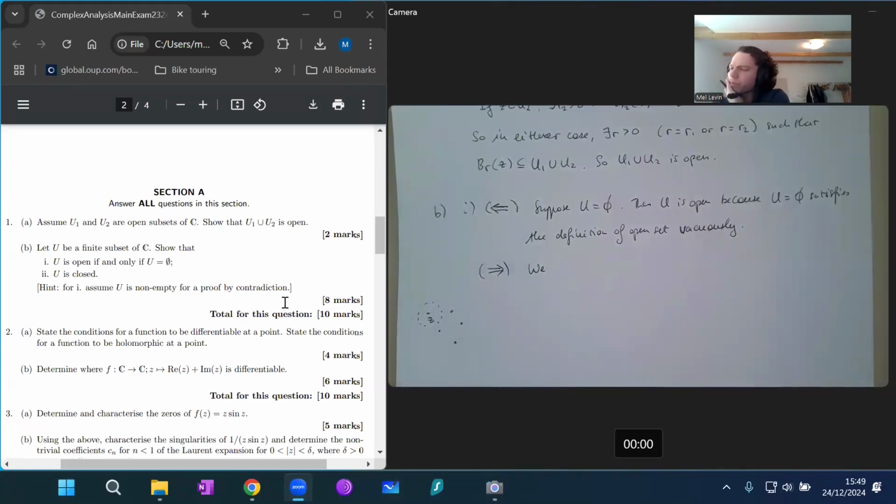Actually, no, it's simpler than that. If we assume a ball is contained within your set U, then obviously U must be infinite, because it contains the ball as a subset, and a ball of positive radius is infinite, right? At least for the complex numbers.